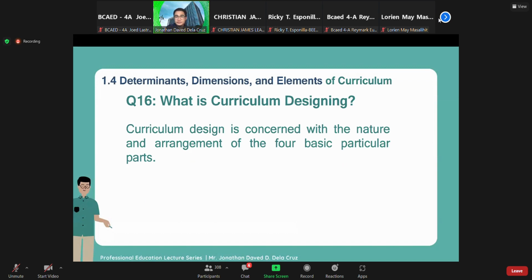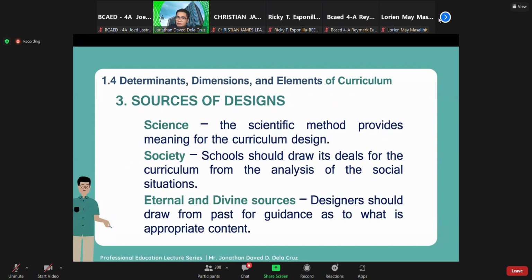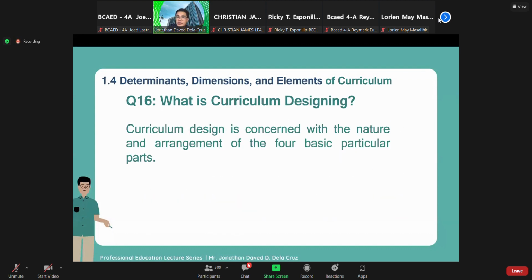Now, what is curriculum designing? So, kanina sinabi natin, sa curriculum planning, it's a process of developing curriculum goals, di ba? So we talked about source determinants and sources of goals. Now, curriculum designing is concerned with the nature and arrangement of the four basic particular parts. Later pag-uusapan natin yon, but mainly, the first one is generating aims, goals, and objectives. Learning content, ang pangalawa, learning experience, and evaluation, ang pangapat.